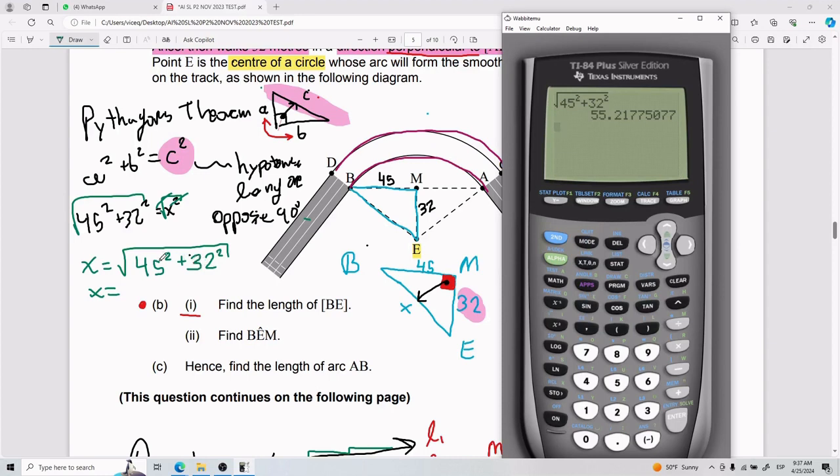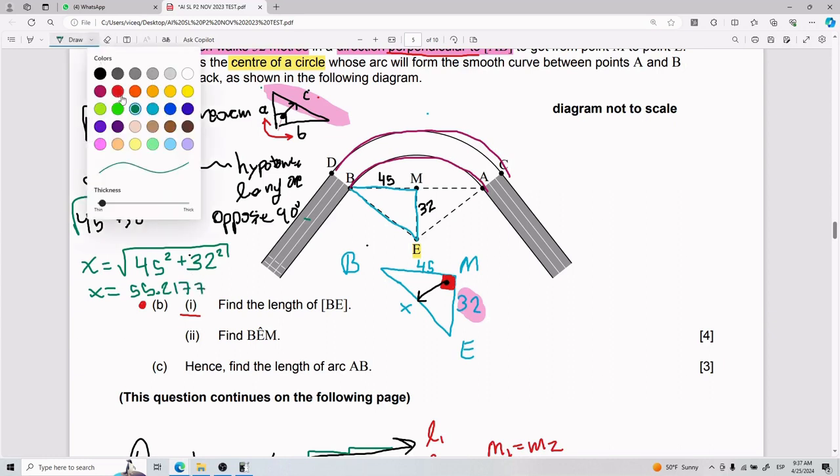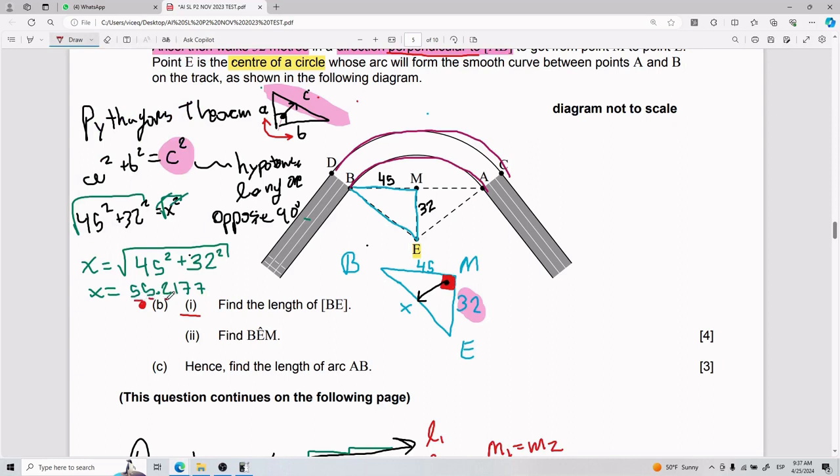X equals this. So X equals 55.2177. Okay? If you want to do significant figures, you would be counting 1, 2, 3, and ask yourself, do you round it up or keep it the same? Clearly, you keep it the same. So significant figures, if you want, you can leave it as 55.2. So the length of BE is going to be 55.2. That is for part B(i).